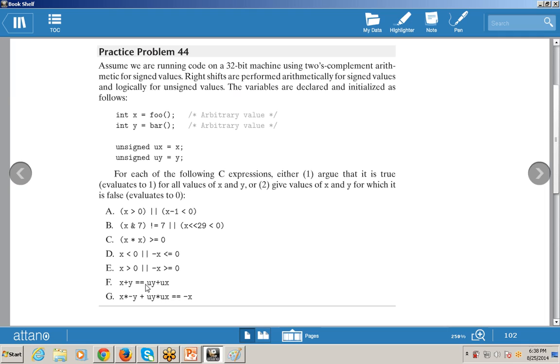This is the question: x plus y double equals. Double equals means we have to compare the values. So if there are two values, x and y, for example x has a value 10, y has a value 20, ux has a value 10. So this is 20 plus 10 is 30. This is 10 into 10 is 100, this is 10 into 20 is 200, so 200 plus 100 is 300. That is not equal to 30. So this is a wrong situation. The output is false, because this is the equality sign that is used for comparing two variables.